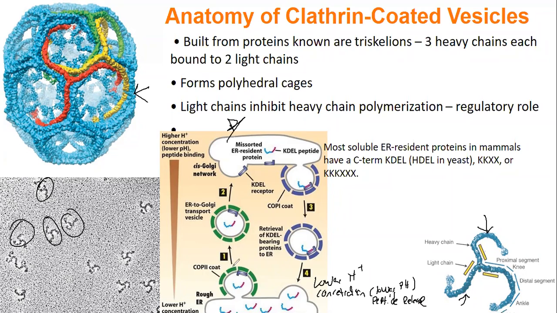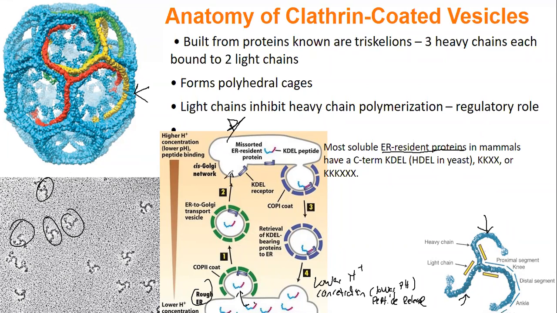So here we start in the rough ER, right? And these blue and purple proteins, these are ER resident proteins. They are proteins that have to stay in the ER. They work in the ER. Their job is at the ER. And sometimes by accident, these proteins will go into a COP2 vesicle and they'll be transported to the Golgi.